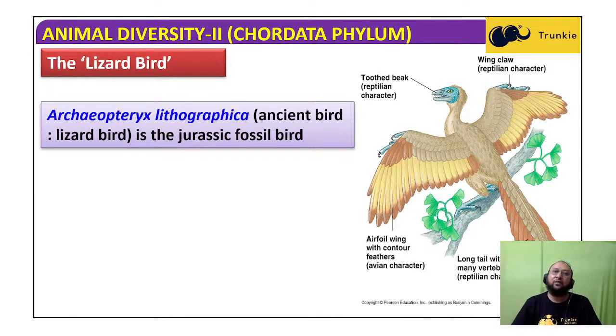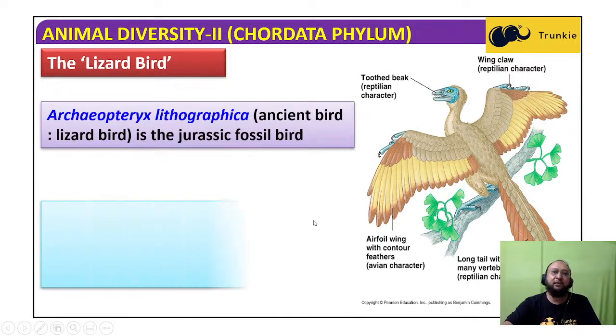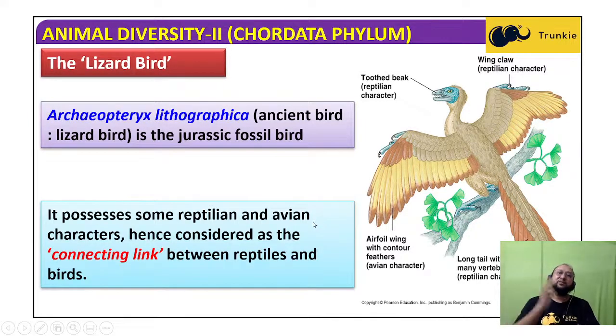So feathers, the beak and the airfoil wings, these are the features of birds. But the teeth and claw in the wings, these are the reptilian features. So they represented the missing link or connecting link between the birds and the reptiles. It possesses some reptilian and avian characters, hence considered as the connecting link between reptiles and birds.